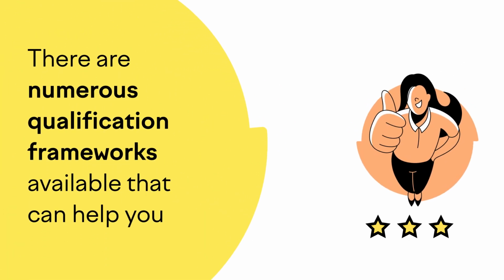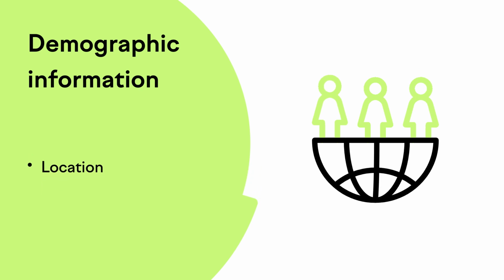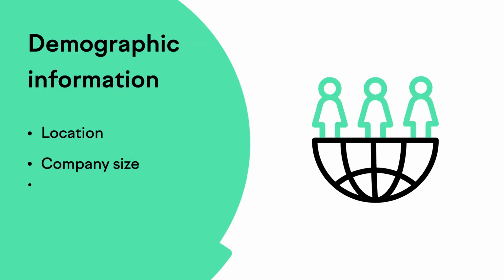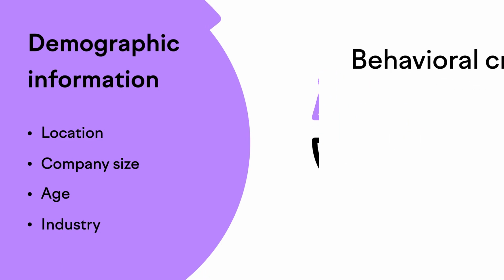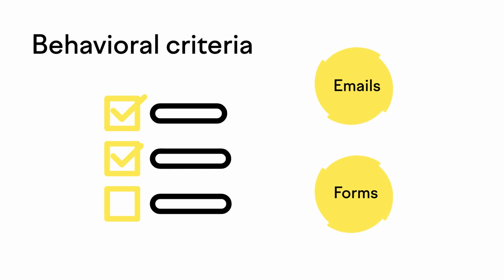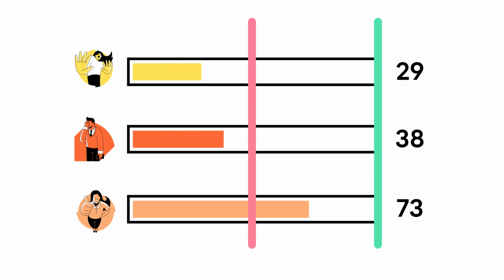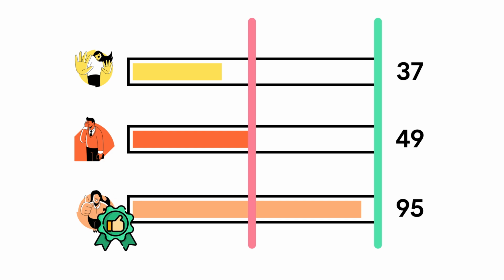It can also help you determine which leads are worthy of pursuing. There are numerous qualification frameworks available that can help you with this. For example, you can take attributes from demographic information, like location, company size, age, and industry, as well as behavioral criteria, how they interact with your company through emails, forms, etc., and assign each of those attributes with point values. After that, set a minimum and maximum score threshold the prospect should achieve in order to qualify them as a lead.